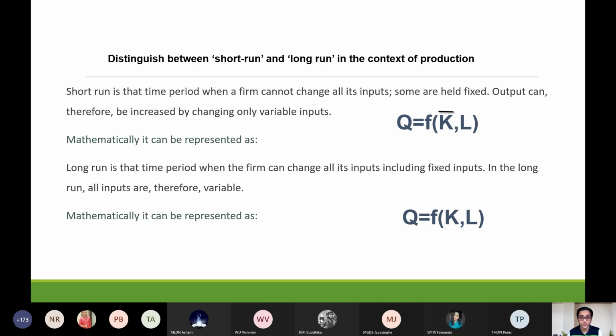Only variable inputs. Variable means it changes. Right? Fixed means it stays the same. Okay. So if you have mentioned those two definitions, that means you have my mark or the vote.